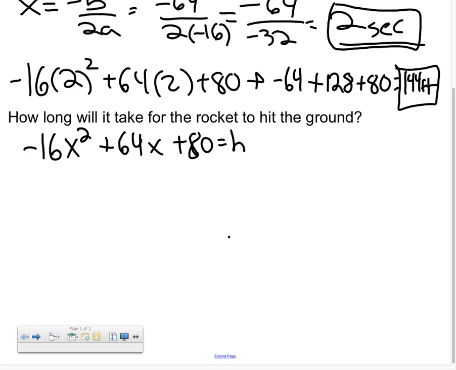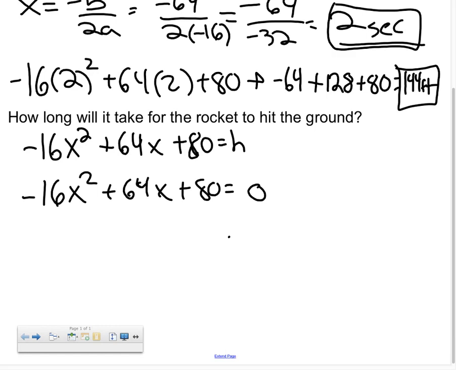So it's basically asking me to solve this. Negative 16x squared plus 64x plus 80 equals 0. I want to know, when is the height 0? I want to know, since h is 0, what is x? And we've solved these before. This is a quadratic equation that is set equal to 0 for us already. So we're going to solve it by either factoring or using the quadratic formula.